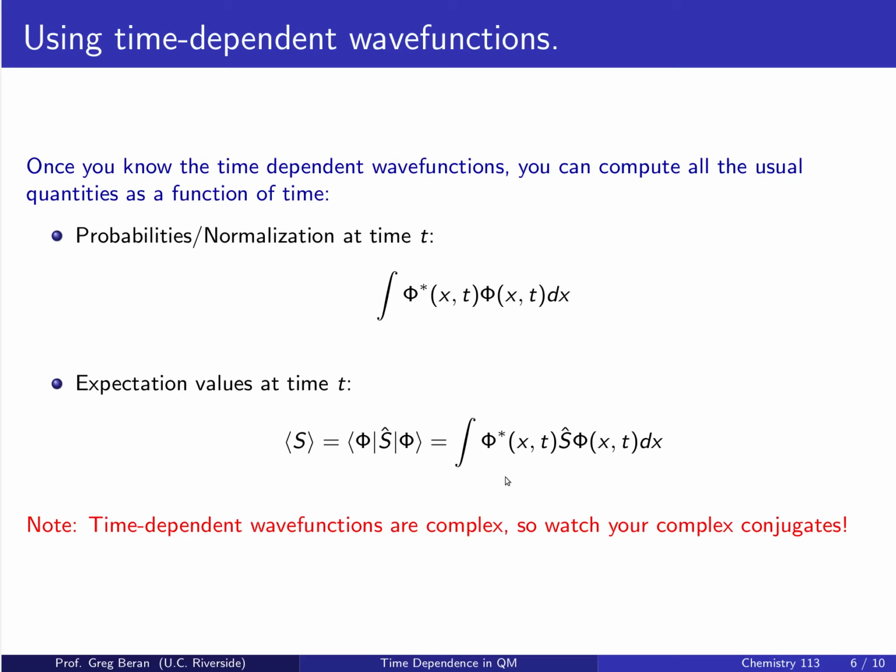Now, the one caveat here is, so far in this class, we've typically used real wave functions. But with these time-dependent pieces, the e to the minus i E t over h bar is complex. So it's an important time to start paying attention to your complex conjugates. You need to make sure that you properly change the sign of each instance of i when you take the complex conjugate.